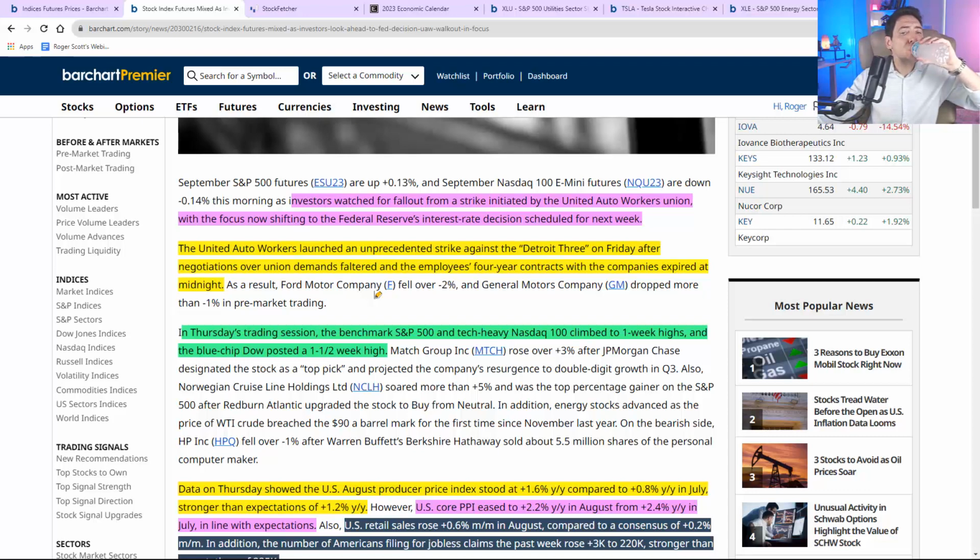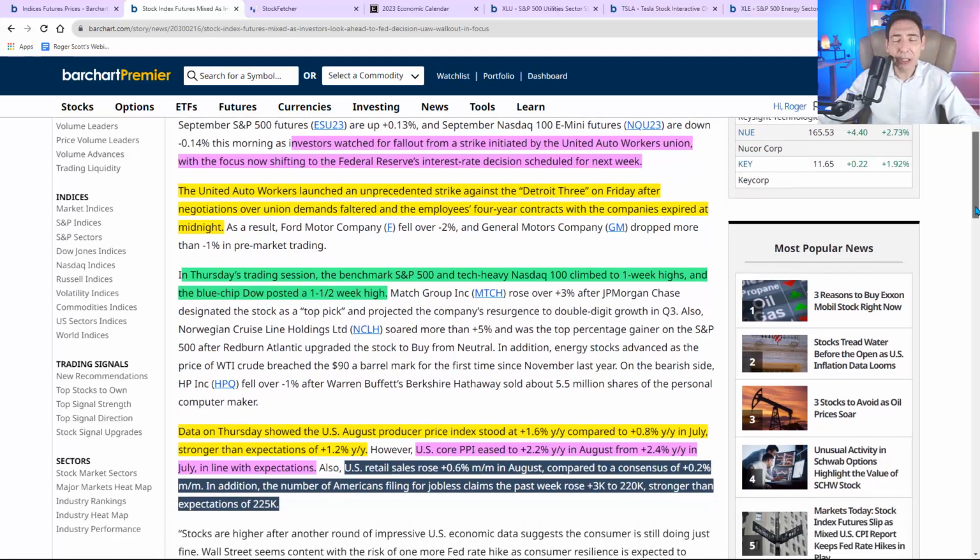Nasdaq climbed to a one-week high, but blue chips, remember they were leading lower. Now they're starting to lead higher again. Utilities coming back, financials are coming back. 1.5 week high. So keep your eye on financials in light of blue chips. Excuse me. Keep your eye on blue chips in light of the tech sector.